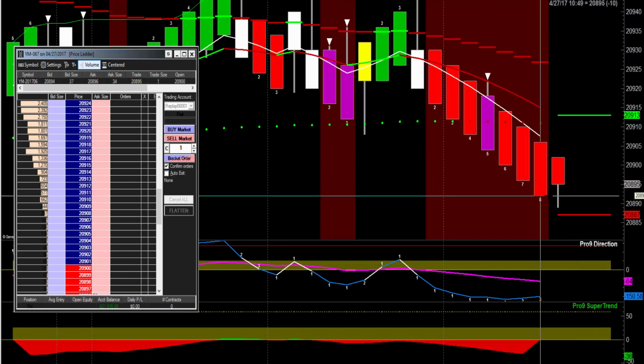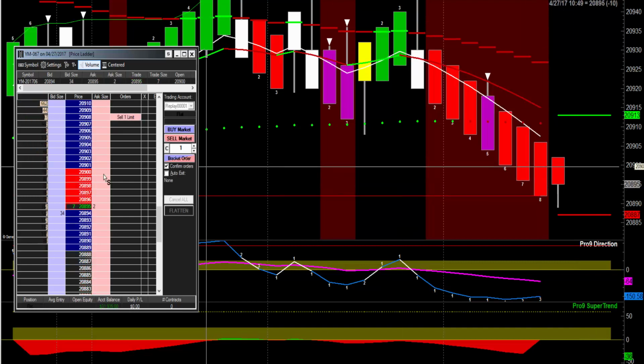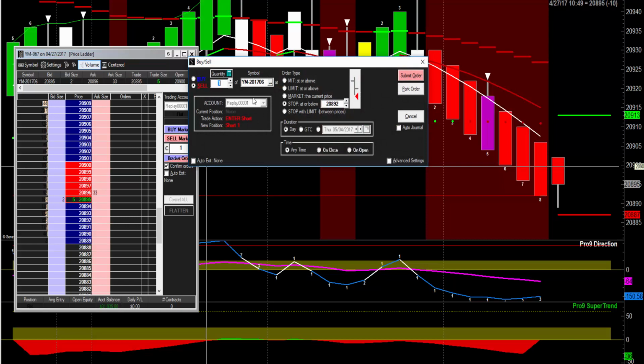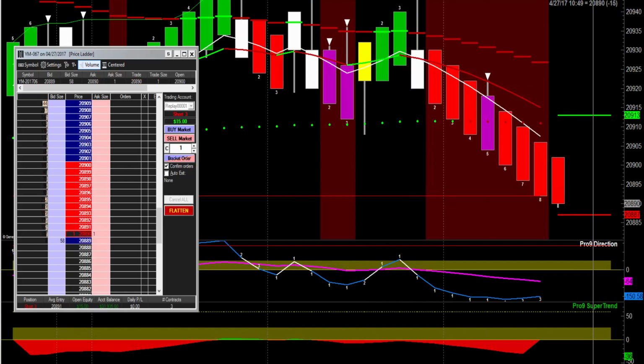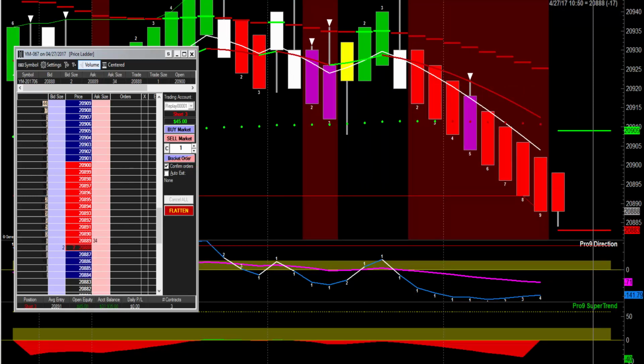I see my low is at 20,892, so I'm going to come over and put a sell order in my dome here. And now I just have to wait for the market to push through the low, which it does. And now we're just waiting to see if we carry that momentum and hit our profit target, which will be 8 ticks past the low of the day.